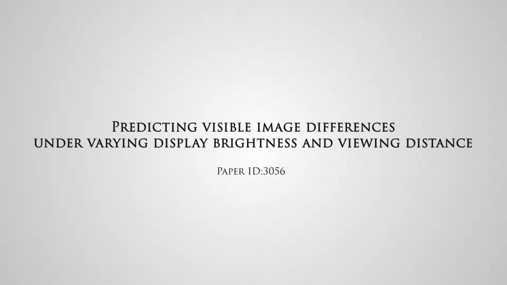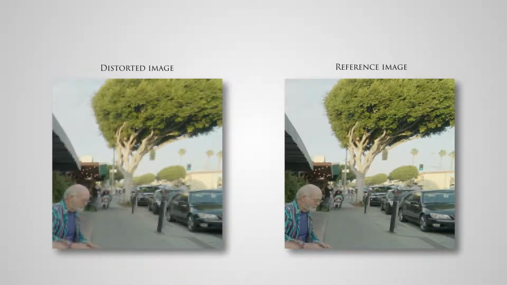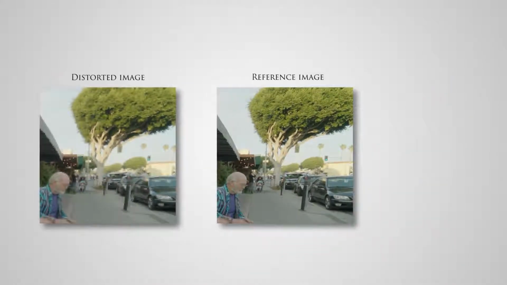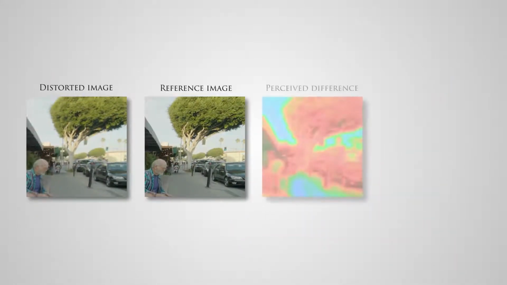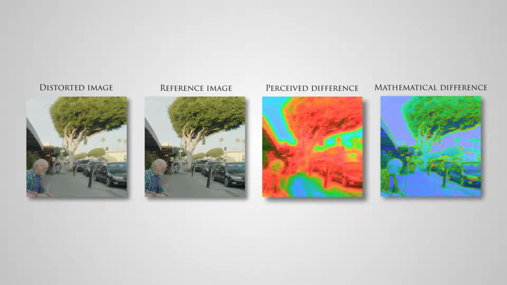This is the supplementary video for the paper titled Predicting Visible Image Differences under Varying Display Brightness and Viewing Distance. If we could predict what is visible to the eye and what is not, we could open possibilities for new applications. For example, when working with reconstruction algorithms, we could ensure that they minimize perceived differences rather than mathematical differences between pixels.